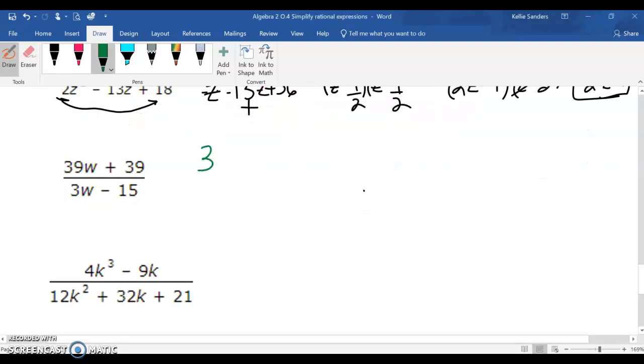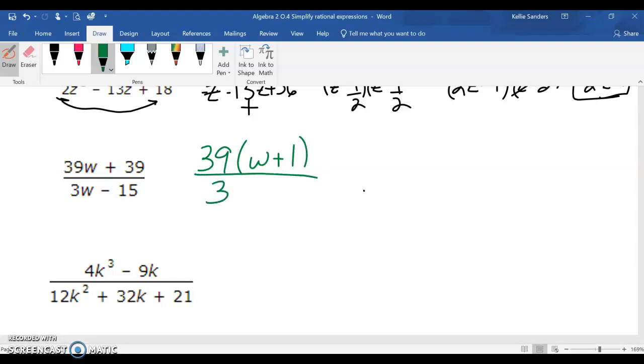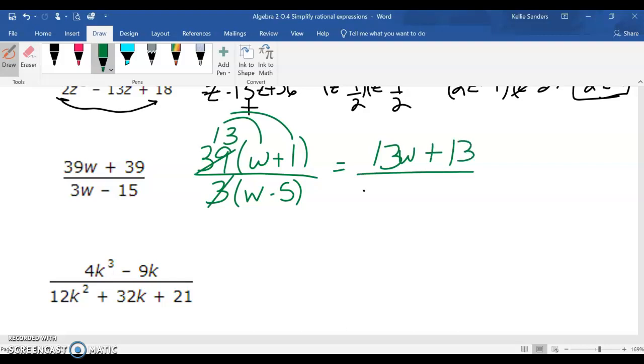39 goes into both of the tops, so I'm going to take a 39 out. And we're left with that. 3 goes into the bottom. So I'm left with that. And then 39 and 3 reduce to 13 over 1. We're going to distribute that 13 back in there. So 13 times W is 13W. 13 times 1 is 13. All over W minus 5.